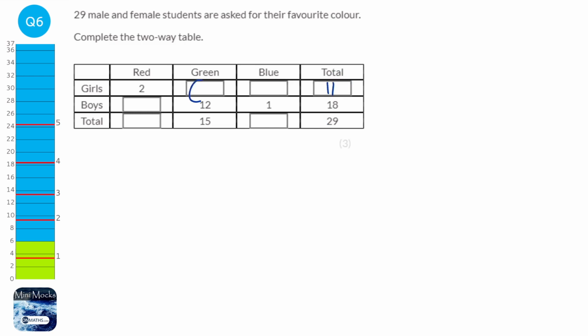Next one I'm going to fill out is this one. Notice that the total for the green is 15, total for the boys who's picked green is 12, and therefore for the girls it's going to be 3.